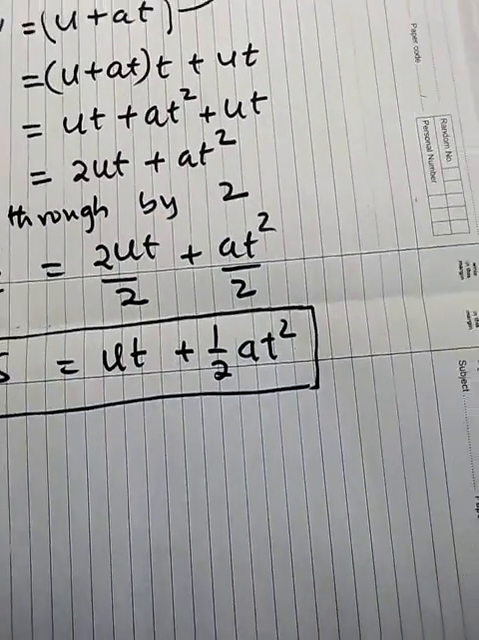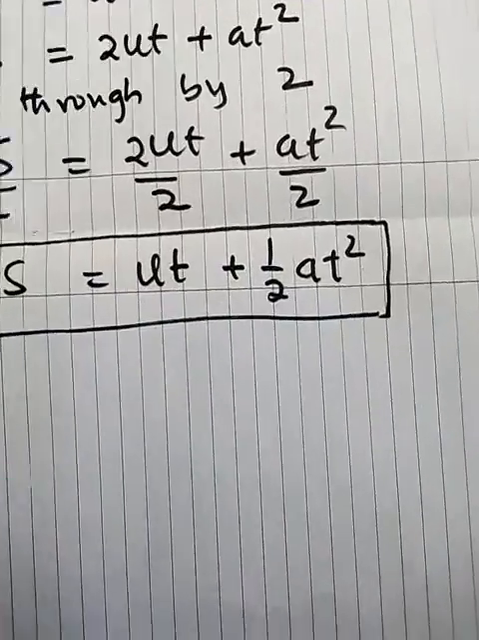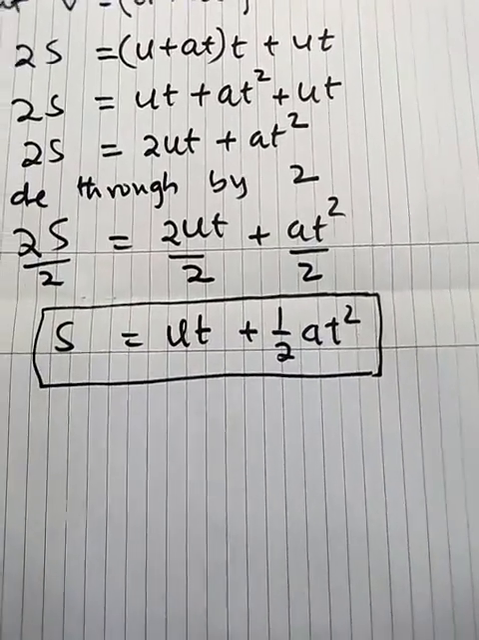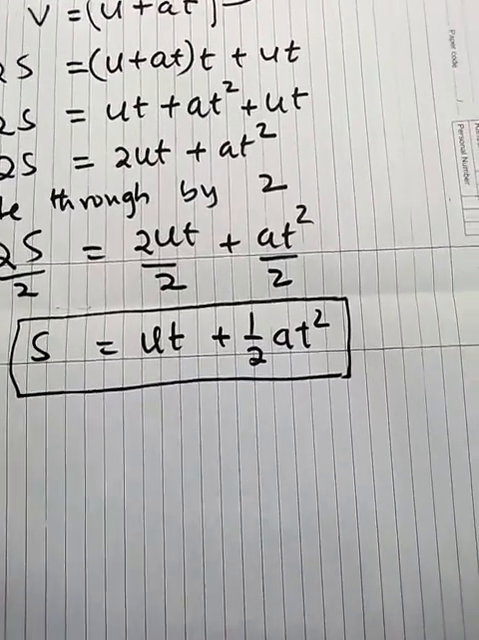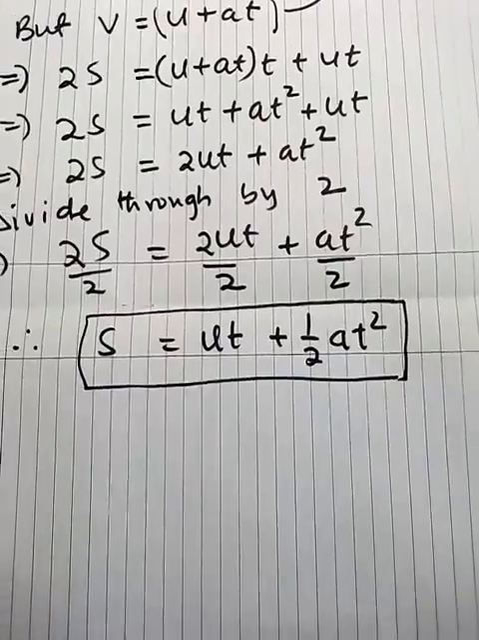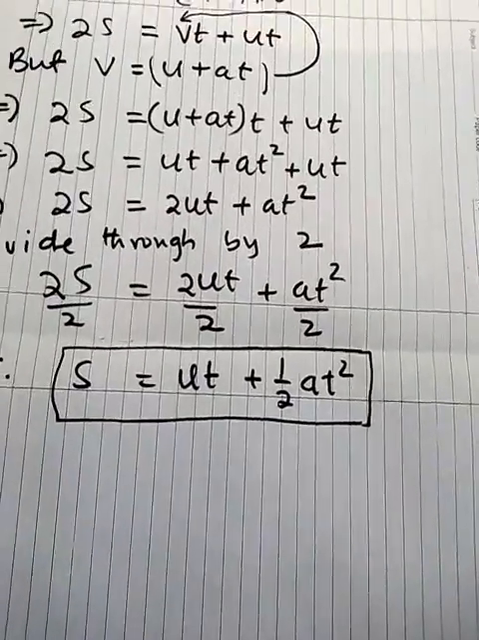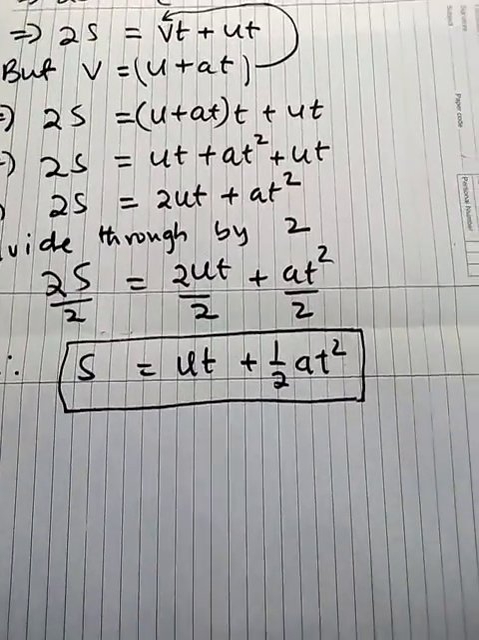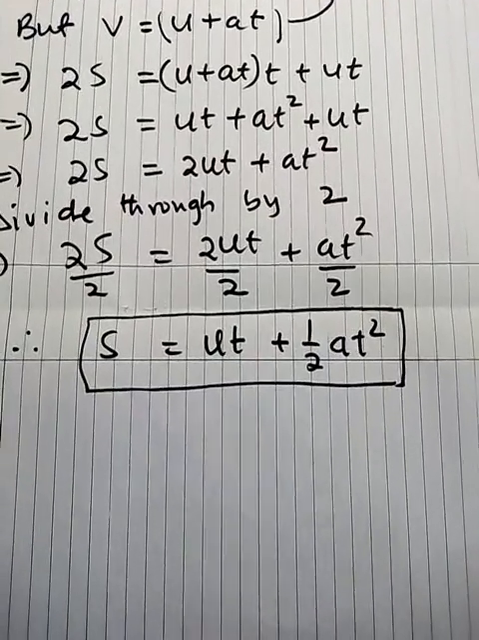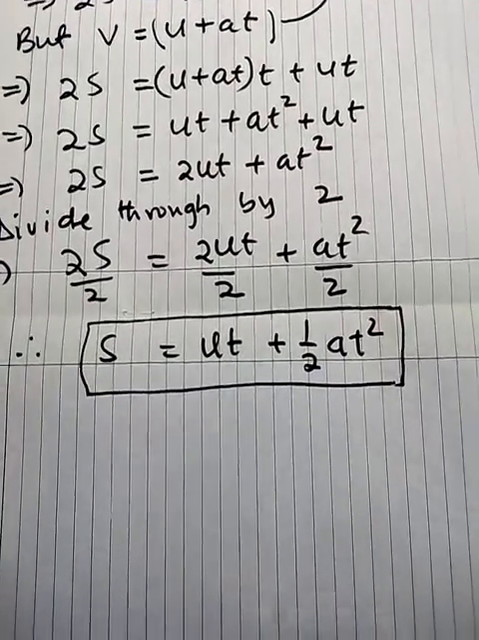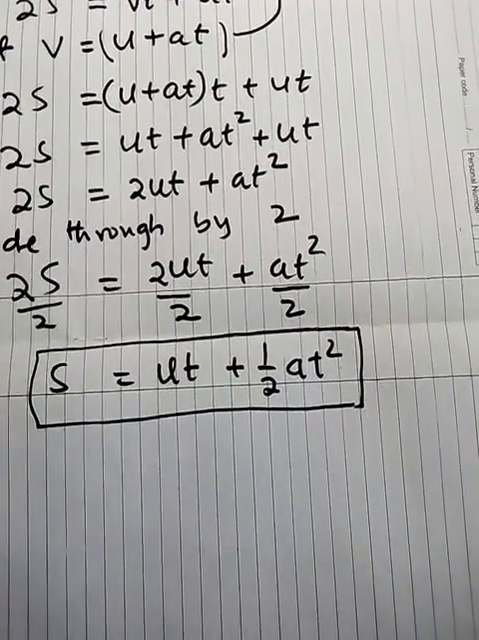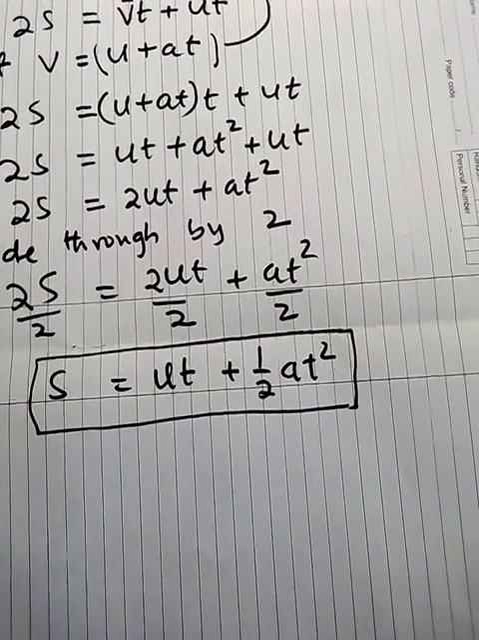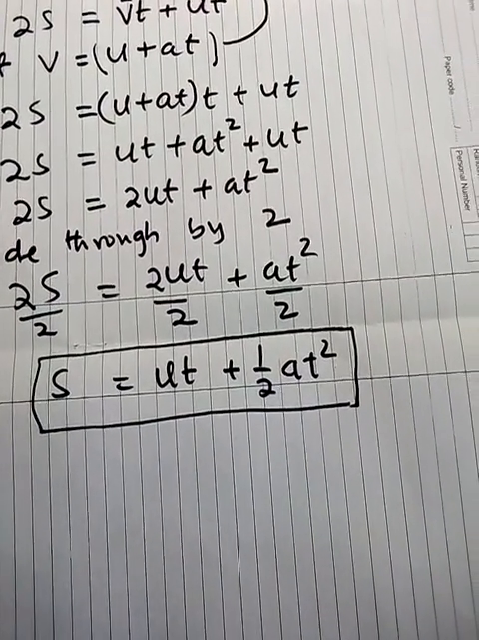Now in this expression, it means you can get the displacement of the object when you know the initial velocity, you know the acceleration, and you know the time taken. Or you can get the initial velocity if you know the time taken, and you know the displacement and the acceleration of the object. You can as well get the time when you know the initial velocity, you know the final velocity, and you know the displacement.